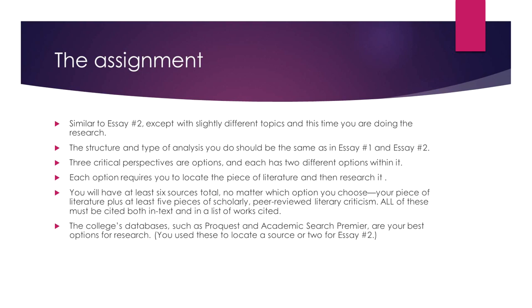You'll have three critical perspectives in the Essay 3 assignment guide that are options. And then within each of those critical perspectives, you'll have two different pieces of literature to choose from. So you can go about that however you want, but essentially you'll be choosing one of those critical perspectives and then choosing one of the two pieces of literature that's listed for that option. And so for this assignment, you'll be required to locate the piece of literature. That should be fairly easy to do.